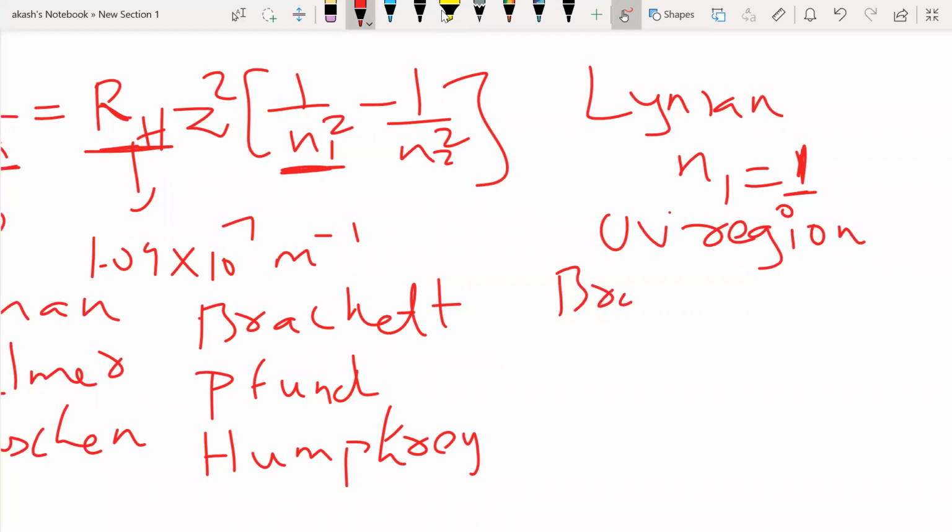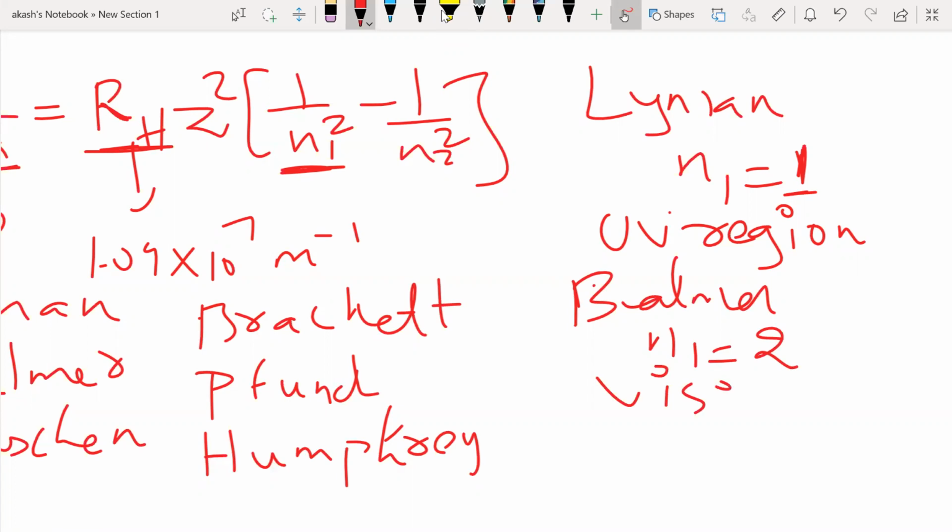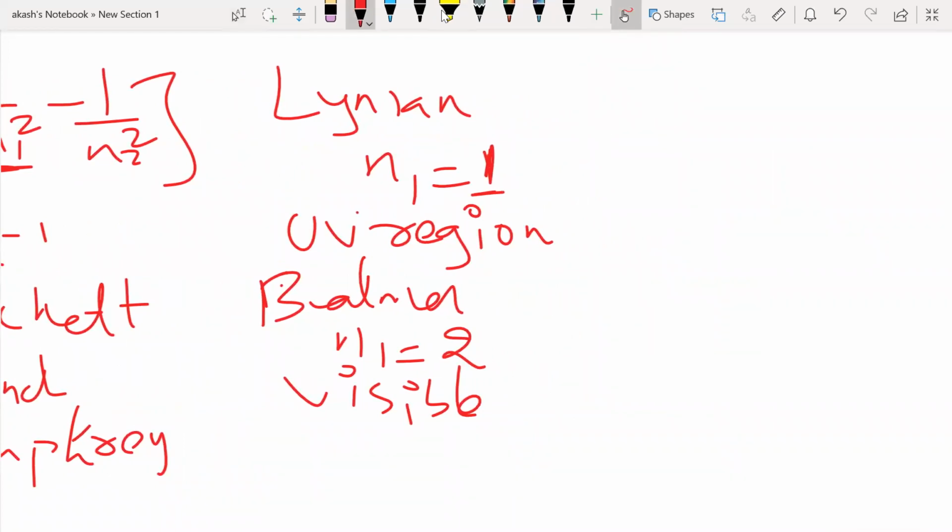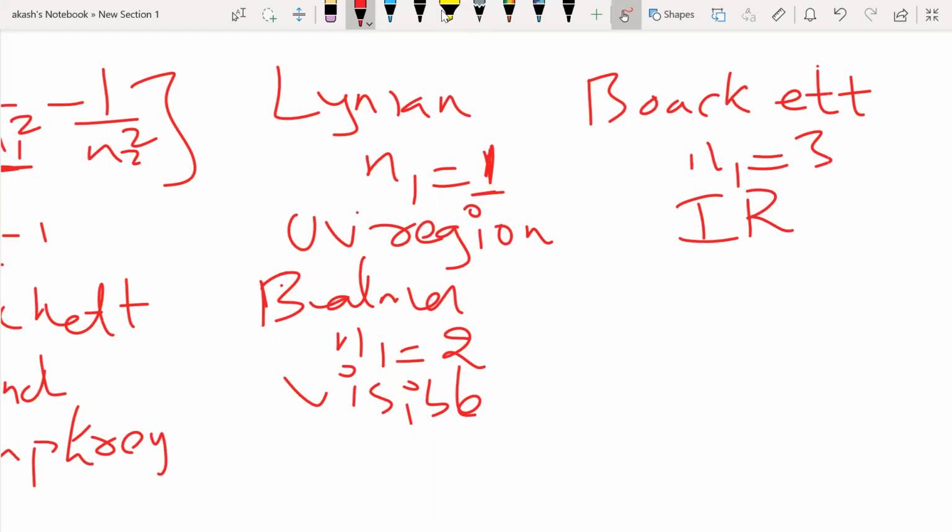Next, the Balmer series. For Balmer, n1 is obviously going to be 2, and this is going to come in the visible region, visible light. Then comes the next series. For it, n1 is 3, and it is going to come in IR, infrared.